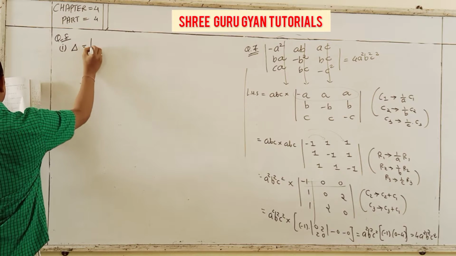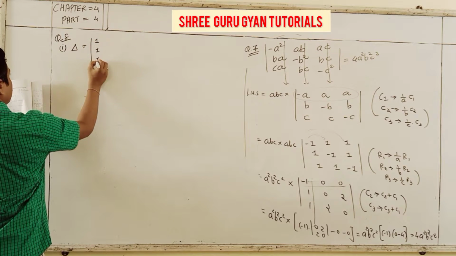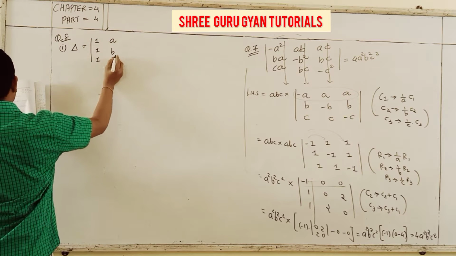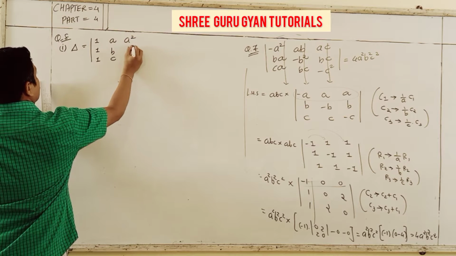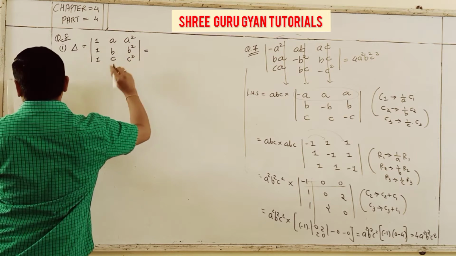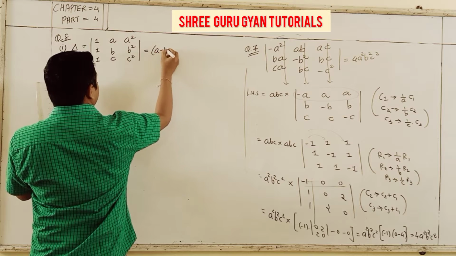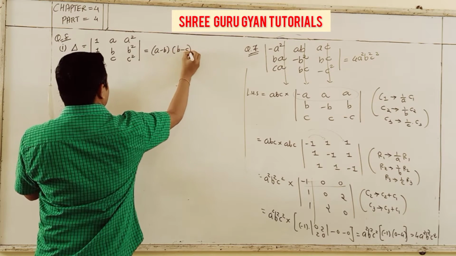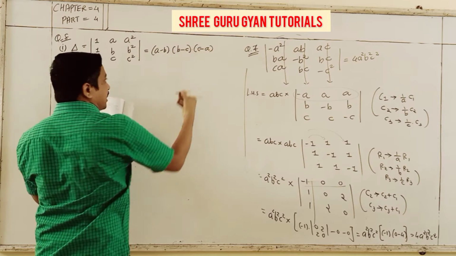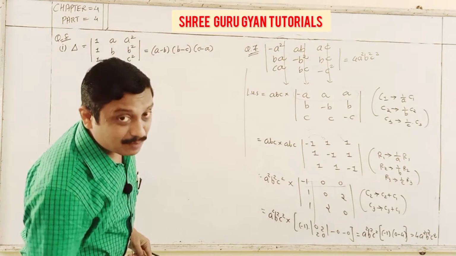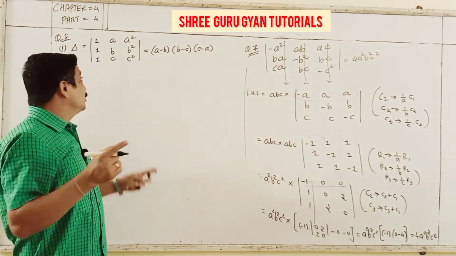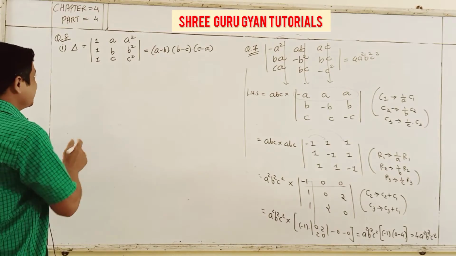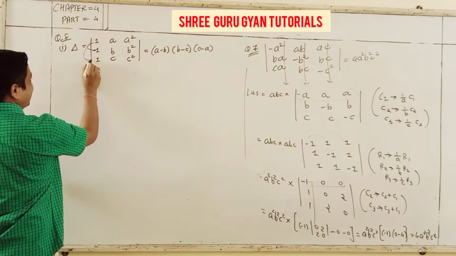del is the determinant of 1, 1, 1; a, b, c; a square, b square, c square, and prove it equals A minus B, B minus C and C minus A. First think about taking common, if possible. No, here there is no common. So I just subtract to obtain zeros.